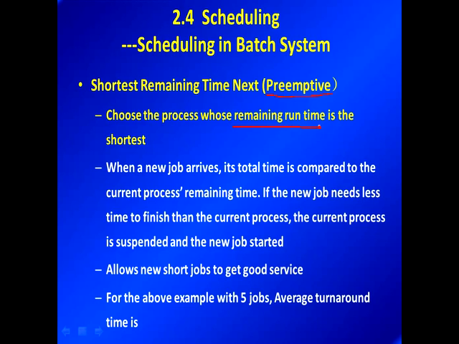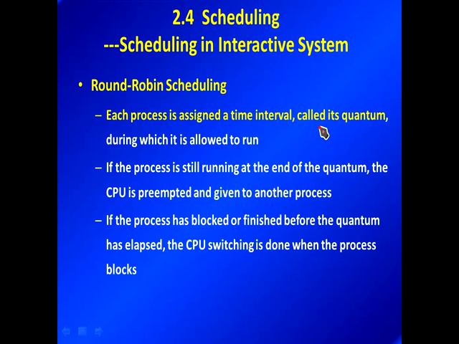It's a preemptive algorithm, and you have to understand the difference between non-preemptive and preemptive algorithms. So those are the 3 algorithms. They are mostly for batch systems.